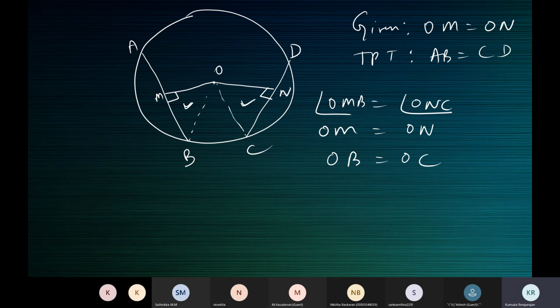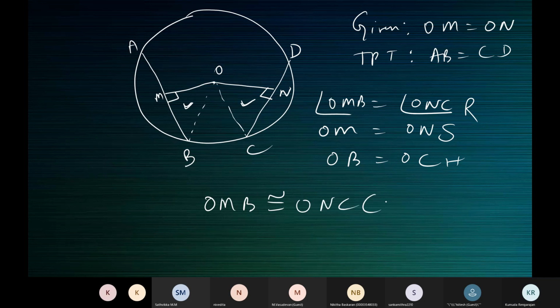So what rule does it make? RHS, ma'am. By RHS, AB is equal to CD, ma'am? No. AB is not a side of the triangle. You cannot get AB is equal to CD straight away. What will you get? Triangle OMB is congruent to triangle ONC by the RHS rule. Yes. What will you get? CPCTC, ma'am. Yes, CPCTC.